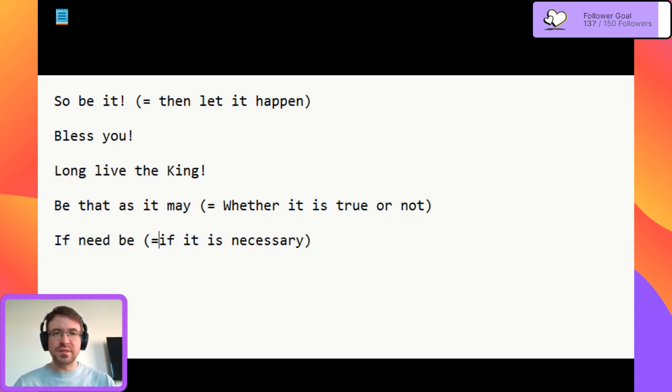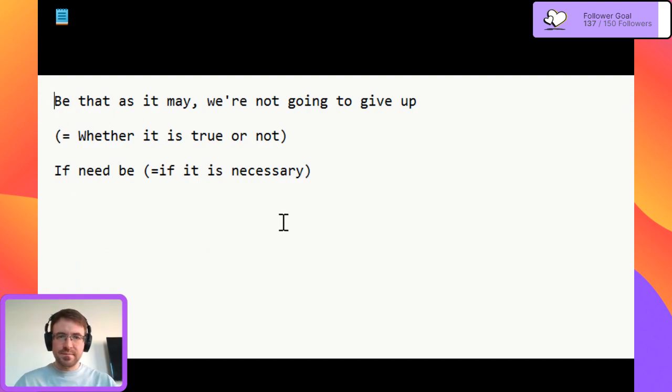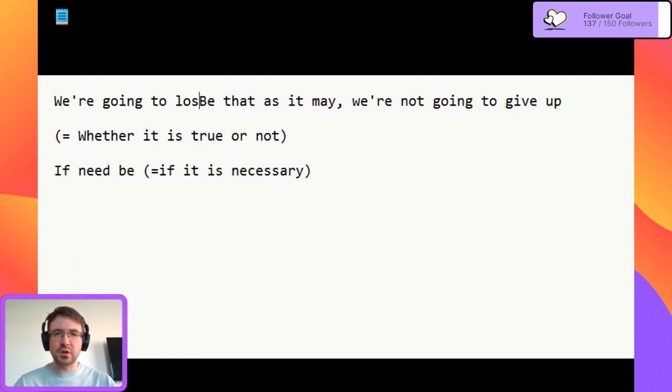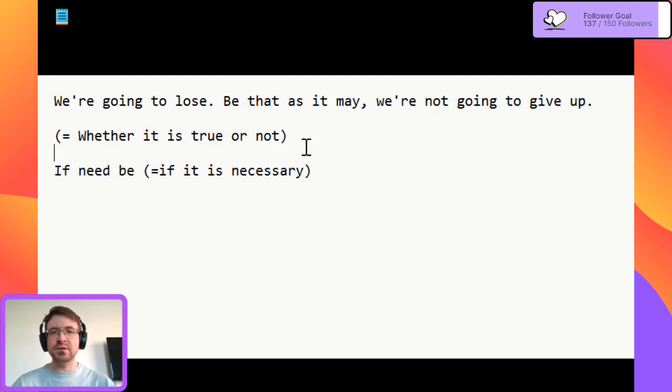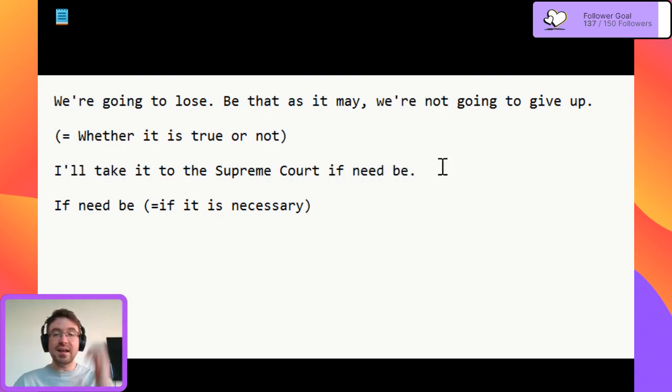So just a couple of examples with these. Like "be that as it may." For example: "We're going to lose. Be that as it may, we're not going to give up." So even if it is true that we're going to lose, we're not going to give up. And for example, "if need be," we can say, "I'll take it to the Supreme Court if need be." So if it is necessary, I will take the matter, the idea, to the Supreme Court.